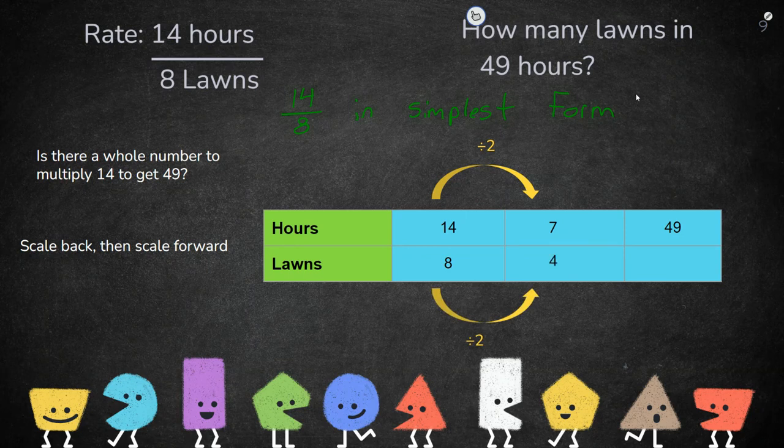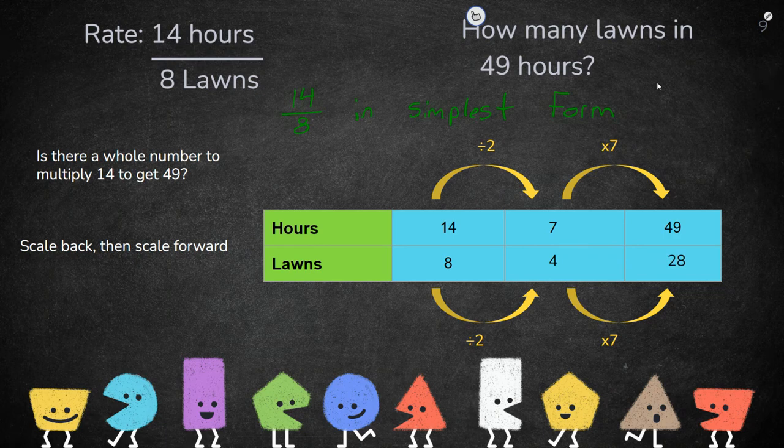So you can't go from 14 to 49, but now that we're in simplest form, 7 can go to 49 because 7 is a factor of 49, isn't it? So how do you go from 7 to 49? What do I need to do to 7 to get to 49? Yeah, multiply by 7. So 7 times 7 is 49, which means I have to do the same to the bottom. We'll take that 4 and multiply it by 7. And this is going to give me my actual answer I want, which is how many lawns this person can mow in 49 hours. And that would be 4 times 7, which is 28.